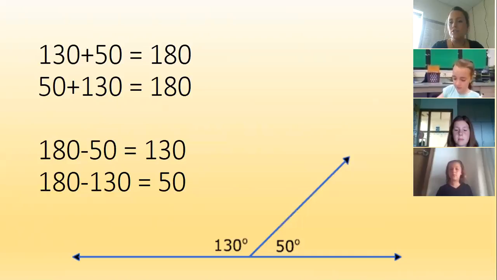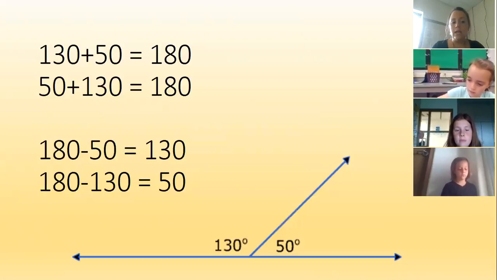What do we call that 50-degree angle? What kind of angle is that? Raise your hand if you know. Audrey? An acute angle. Yeah, that's an acute angle. So we're going to add those two angles together, the obtuse with the acute, and get our full 180. There's four different examples of what your equation could look like for this. We have 130 plus 50 equals 180. You could have shown it as 50 plus 130 equals 180 by just doing that turnaround fact, that commutative property.